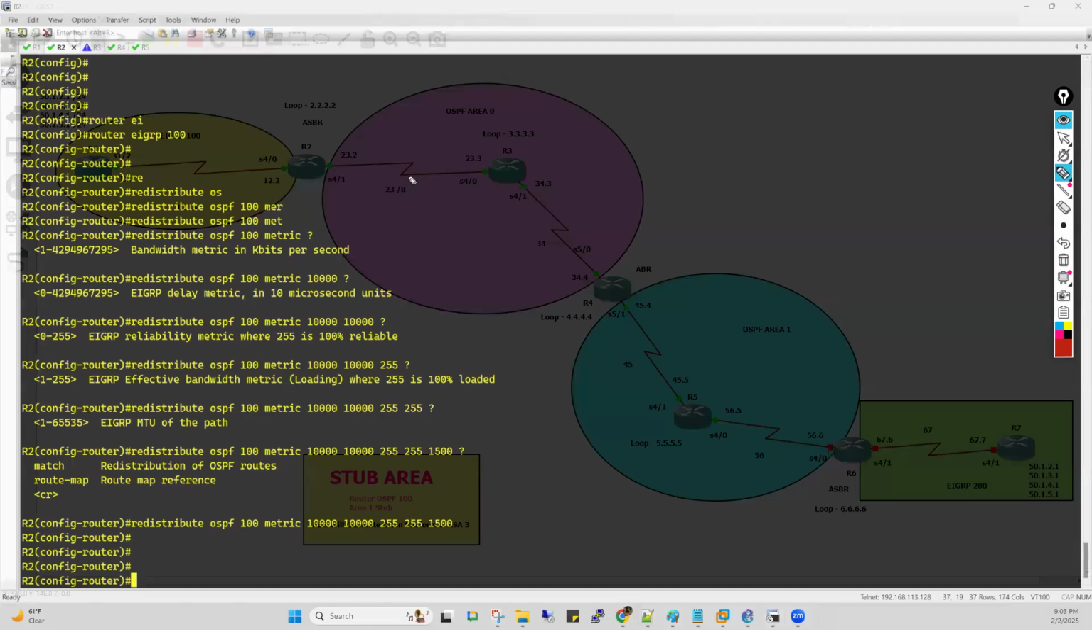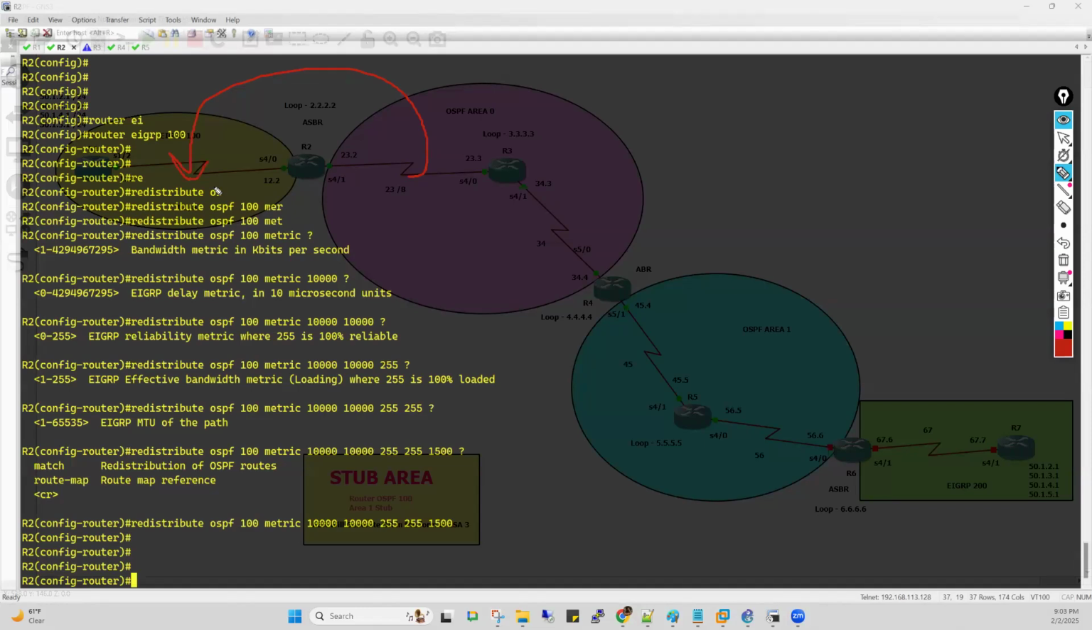See, when we redistribute OSPF information into EIGRP, basically in EIGRP, whenever you are redistributing any routes, for example, either you are advertising from OSPF or from RIP or any routing protocol, every routing protocol's metric calculation criteria or method is different. Getting my point?